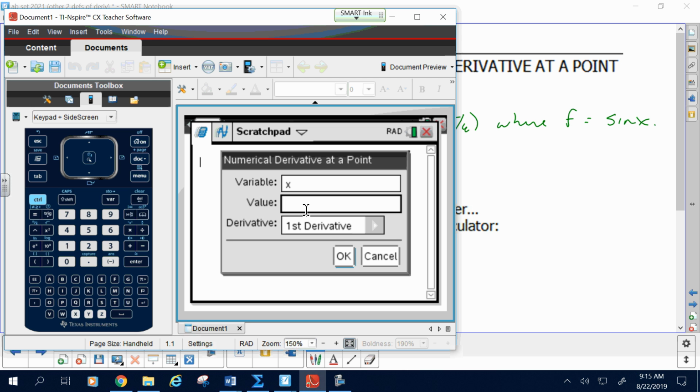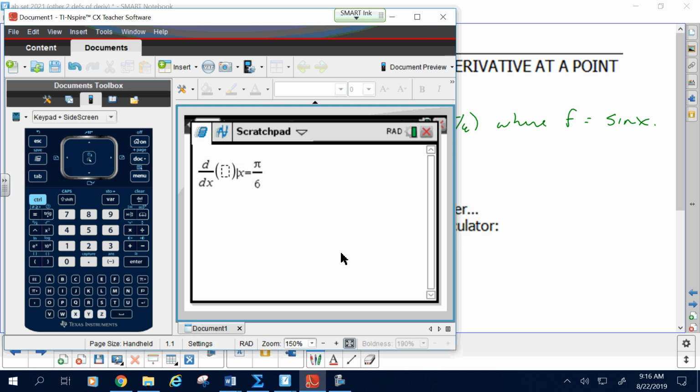And I totally forgot, there's pi. Pi is there, divided by 6. And for now, you're not going to worry about the first derivative. That's all we know is the first derivative. But you could take derivative after derivative after derivative. But for now, we're just going to hit OK.